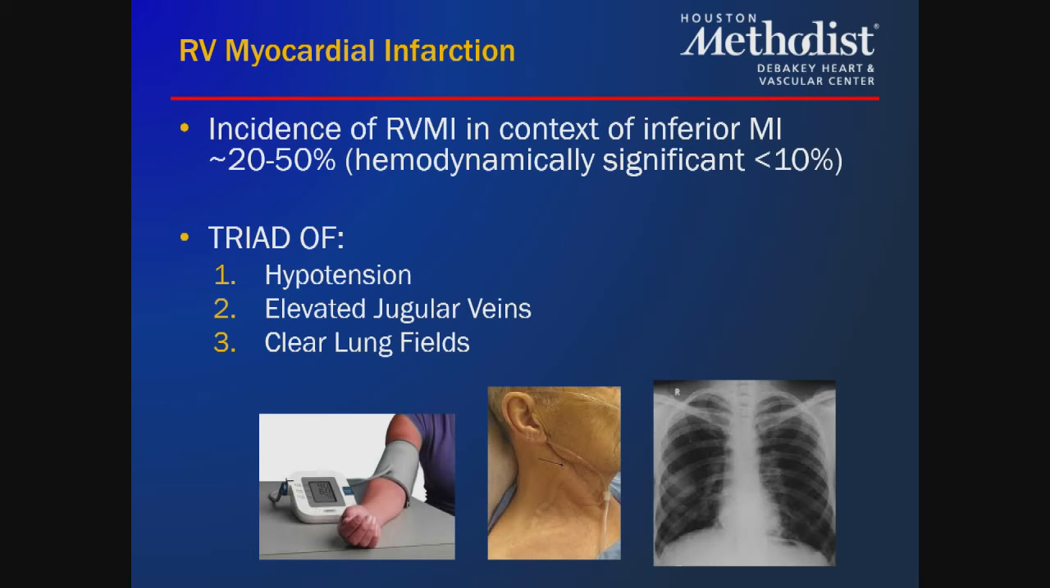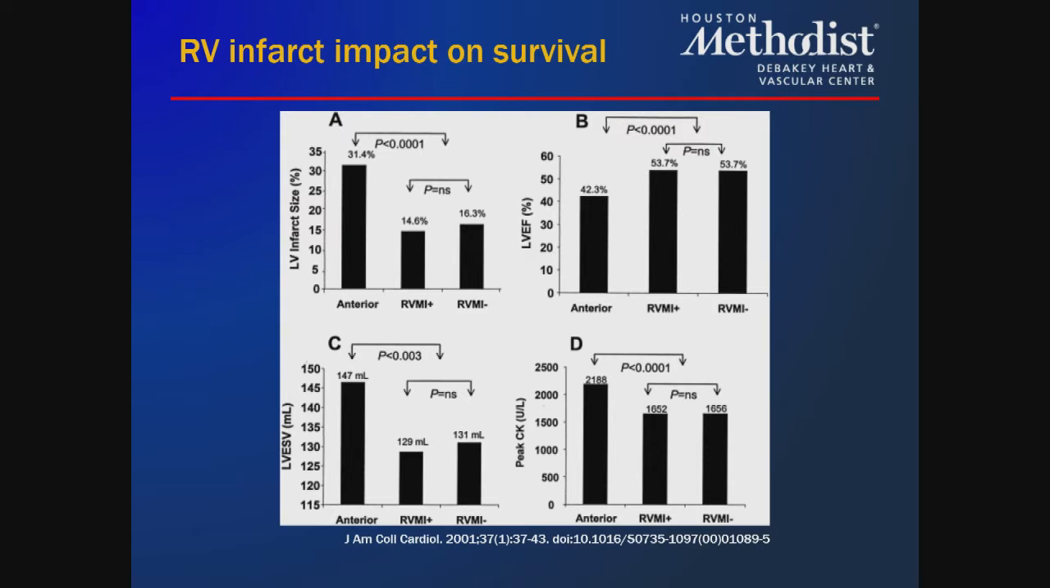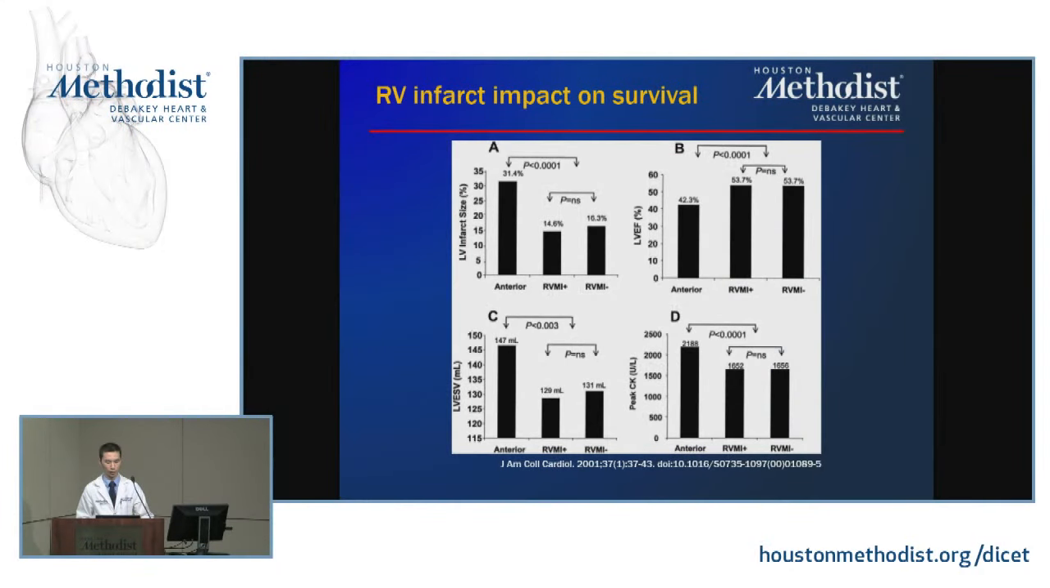presentations. And the incidence of RVMI in the context of inferior MI is pretty frequent, but hemodynamically significant presentations are pretty low. But if RV infarct is detected, this does portend a worse prognosis overall. And this is data showing that if RVMI is detected, that you tend to have changes on the LV and RV side as well. Okay.